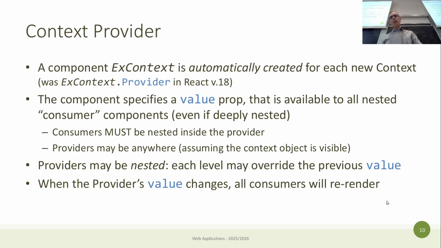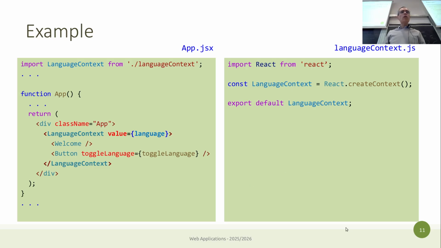And what is important here, I already told you, when the provider's value changes, all consumers will re-render. That's up to React to implement. Like when a property changes, so props change, it's up to React to call the function of the component and re-render the component. That's the powerfulness of React again. Good, so let's see how to use it.